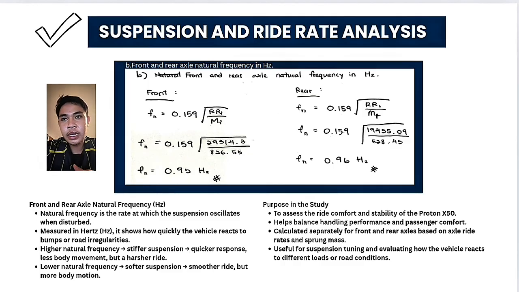The purpose of this study is to assess ride comfort and stability of the Proton X50. It helps balance handling performance and passenger comfort. Calculate separately for front and rear axle based on axle rates and sprung mass. Useful for suspension tuning, evaluating how the vehicle reacts to two different loads or road conditions.